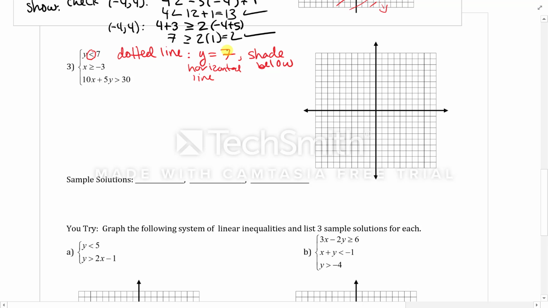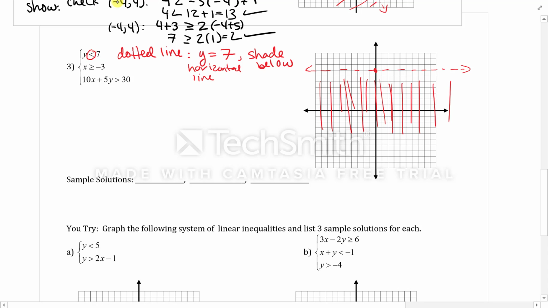We reviewed that back in Unit 1A. So I'm going to go up to 7 on the y-axis. And then basically you just have a horizontal line through the y value of 7, and I dot it in. And then I would shade everything below that line, which if you think about it makes sense, because every single y coordinate of these points here would be less than 7. So it works for the inequality that says y is less than 7.